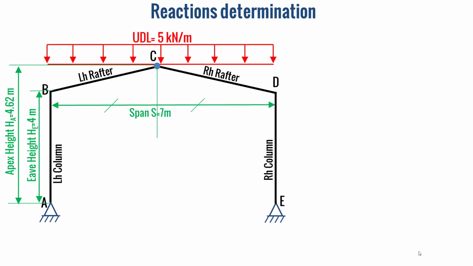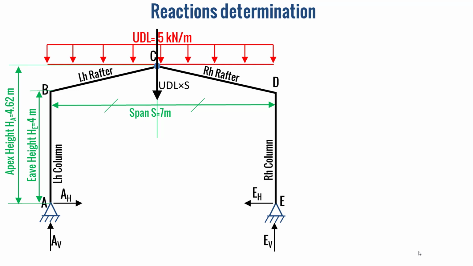Now for the reactions determination. We have our problem, and at the points A and E, which are the bottoms of the columns, we have horizontal and vertical reactions, AH and EH, and AV and EV.